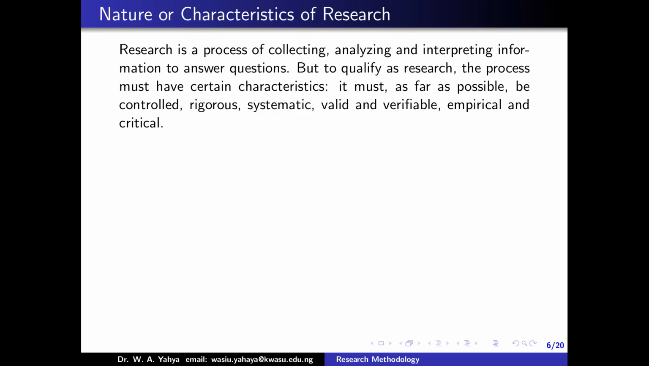The nature or characteristics of research. So as we stated earlier, research is a process of collecting, analyzing, and interpreting information to answer certain questions. But for a task to be qualified as research, the process of that research must have certain characteristics. What are those characteristics? One of them is that it must be controlled. The second one is that it must be systematic. It must be rigorous. It must be valid and verifiable. It must be empirical and critical.